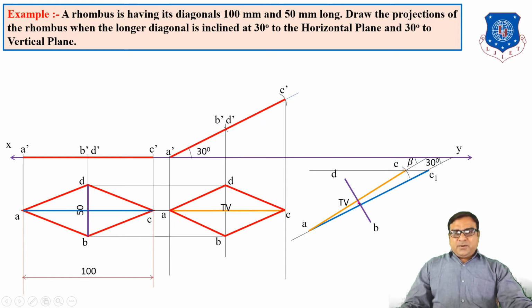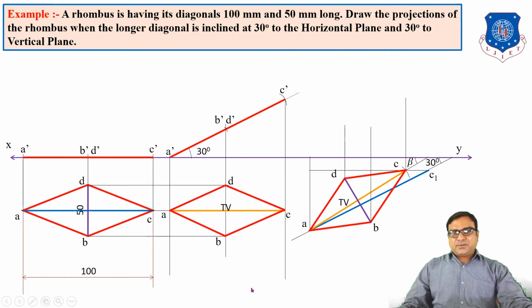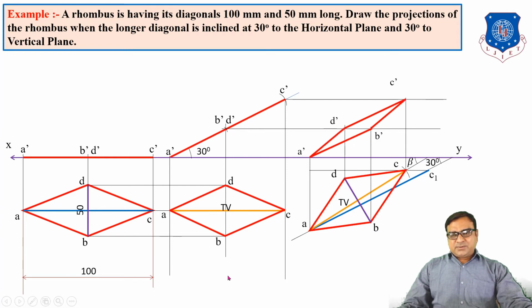So take the midpoint of AC and draw a perpendicular line to obtain B and D. Draw the same figure here also, the top view. Now for the front view, draw vertical projection lines and horizontal projection lines from the previous front view. Mark A dash, B dash, C dash, D dash. Join all the points with straight lines. You will get the front view and top view of the required conditions of the rhombus.